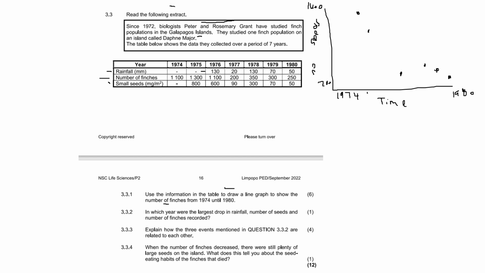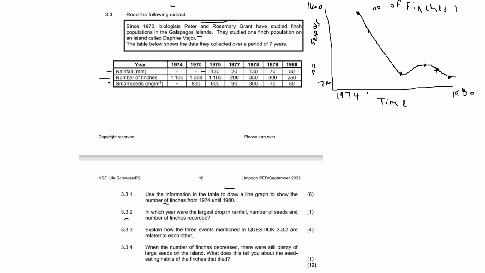So my graph will look like this. If I'm using an accurate scale, it will go up, then it will go down, and then it will just remain a bit stable. That will be my shape. And then of course I must have the heading, which is number of finches over time. You can say from 1974 until 1980. That's fine. Okay, so let's go to 3.3.2 now.